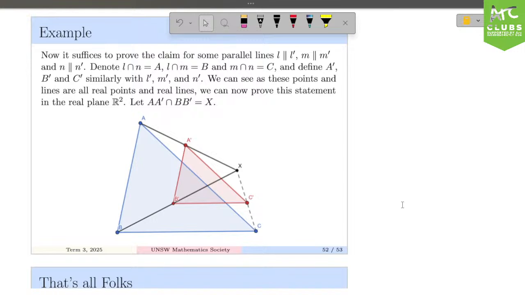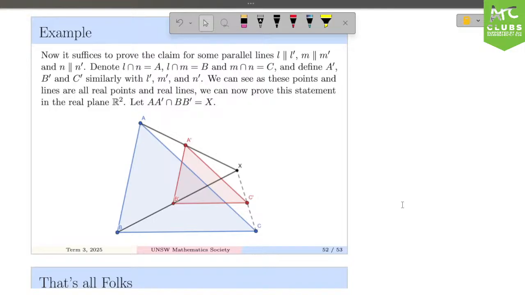So this implies that D is on the line AA prime. Similarly, D is on the line BB prime. And D is on the line CC prime. And this implies that, by definition, D is the point where each of these three lines are concurrent.